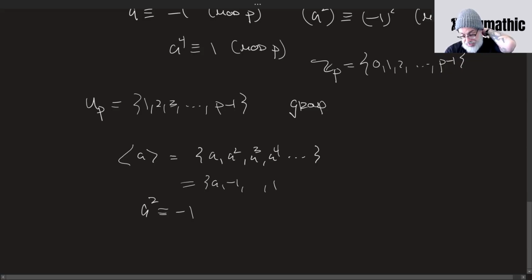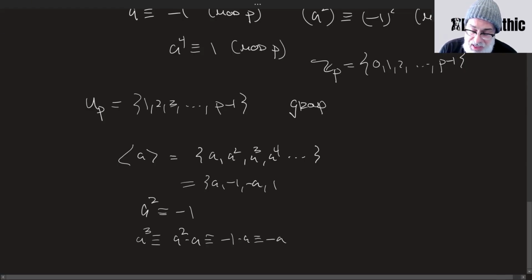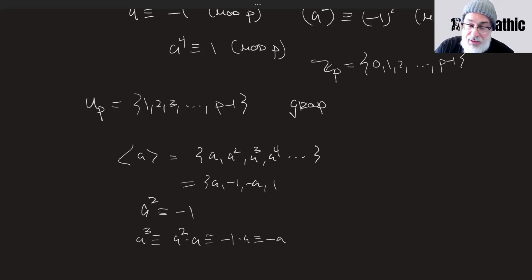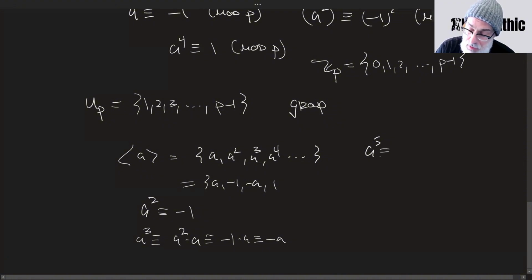Now, generally in cyclic groups, this is going to mean that a to the fifth, well, let's look. So a to the third is congruent to a squared times a. A squared is congruent to -1 times a. So this is -a. So a to the third is -a. So a, -1, -a, 1 are all unique. What's a to the fifth? That's a to the fourth, which is 1, times a, which is a. So we're back to where we started. So yeah, this is a cyclic subgroup.